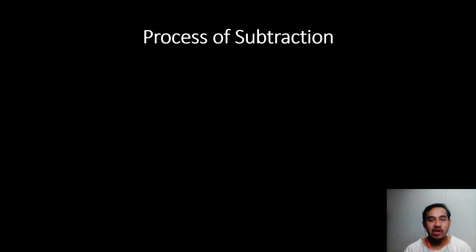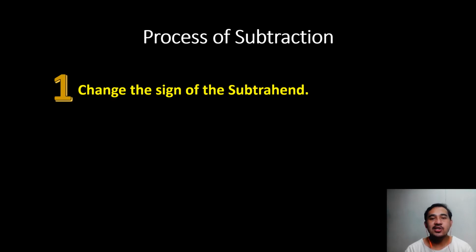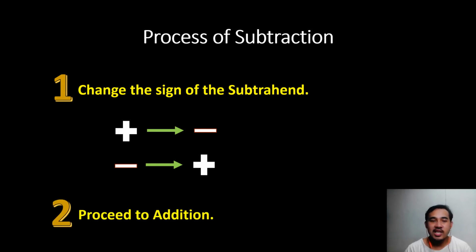Process of subtraction. So the first one is to change the sign of the subtrahend. Technically, from positive to negative, and the other one from negative to positive. Then the second step would be to proceed to addition. So that's how subtraction works.